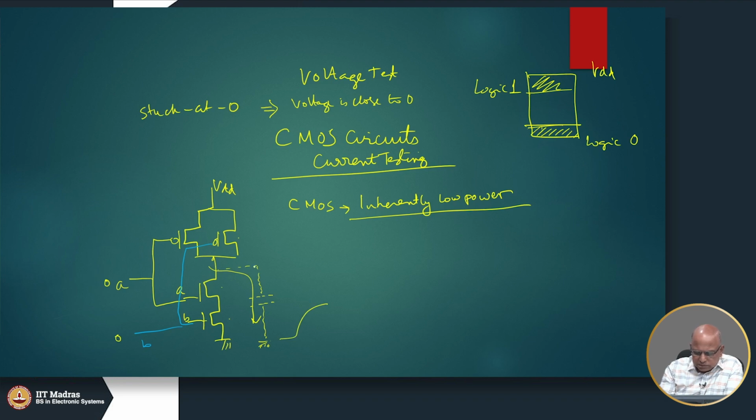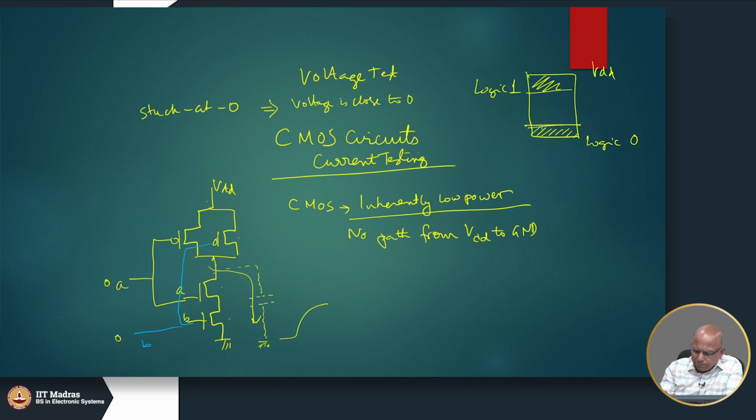And when the capacitance gets charged to almost VDD, the drop across the PMOS transistor will become close to 0. This also is at VDD, this also is at VDD, and that will cause both these transistors to turn off. So, in other words, there is no path from VDD to ground which can allow current to flow.